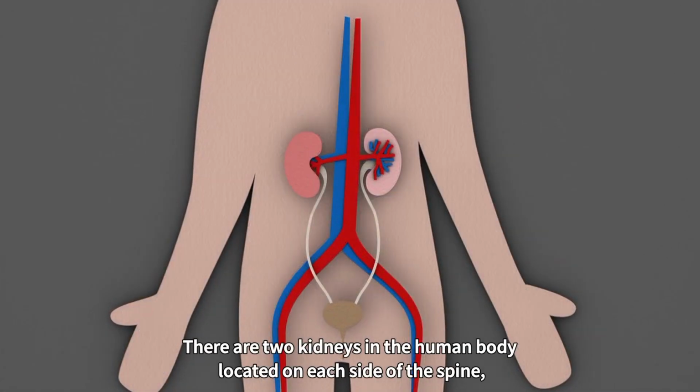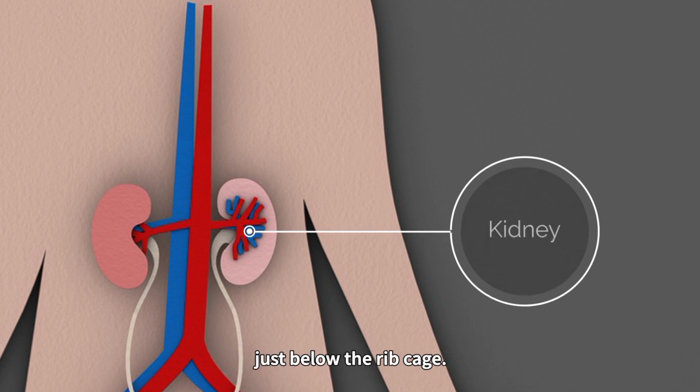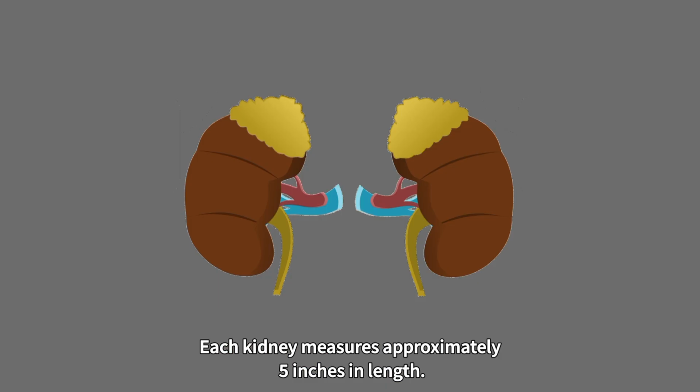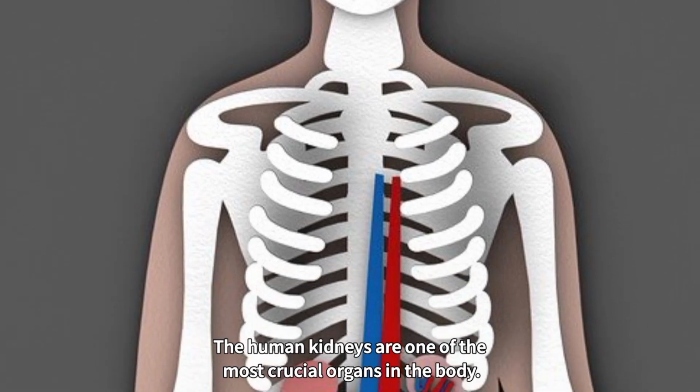There are two kidneys in the human body, located on each side of the spine, just below the rib cage. Each kidney measures approximately 5 inches in length. The human kidneys are one of the most crucial organs in the body.